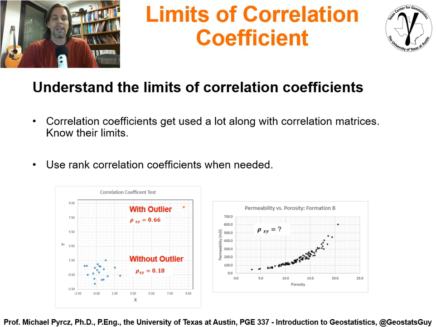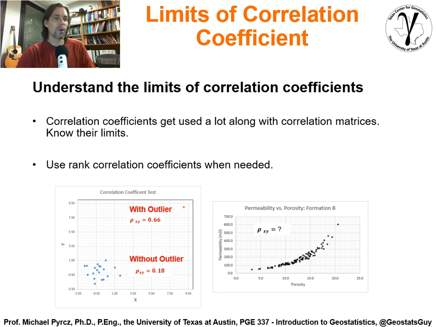The limits of the correlation coefficient. Correlation coefficients are everywhere. Remember the issues around outliers, the sensitivity of the Pearson correlation coefficient to a single outlier, and remember the use of the Spearman rank correlation coefficient to try to get a more robust one in the presence of maybe some slight nonlinearities, or maybe in the case where you have an outlier.